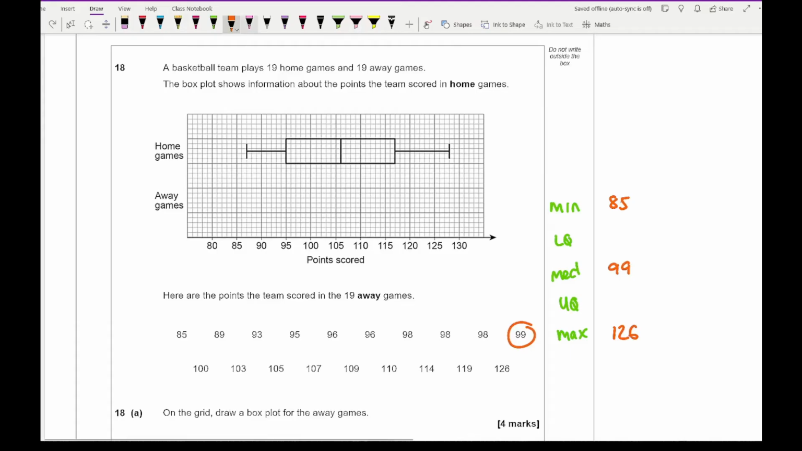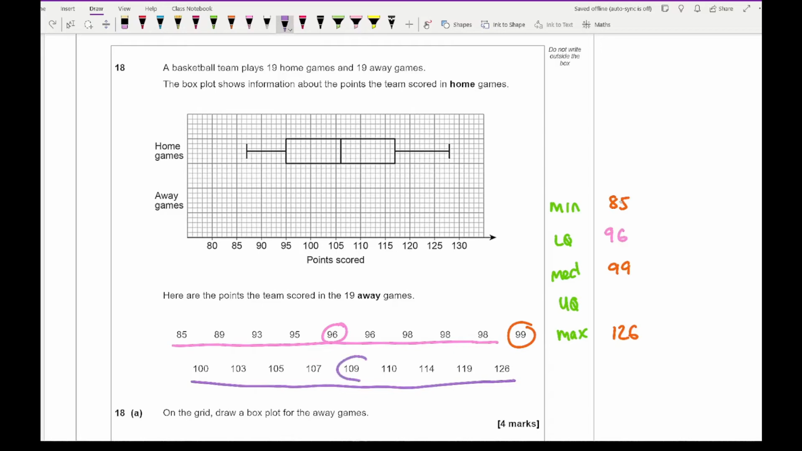Then to find the lower quartile, looking at the numbers on the left of the median, I want to pick the number that's in the middle, and the number that's in the middle is 96. And then the numbers on the right of the median up to the maximum number, which number's in the middle? Well, it's going to be 109. So then using these values, I can plot my box plot.